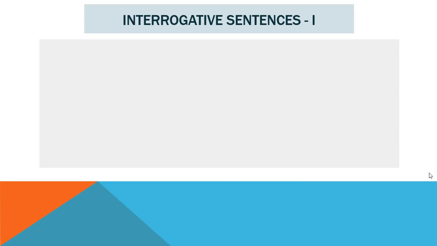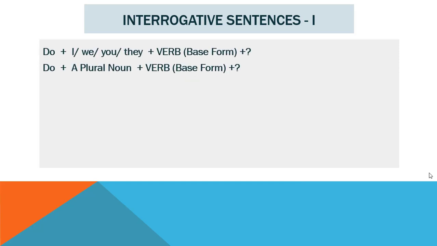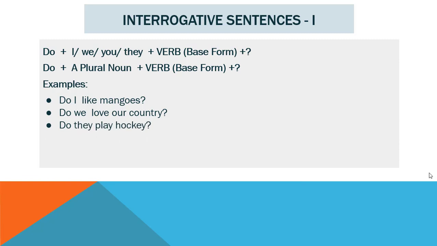Let's move to interrogative sentences. In interrogative sentences, first of all, we have to use do plus subject that is I, we, you, they plus verb with base form plus question mark. Do plus a plural noun plus verb using base form plus question mark. Examples are: do I like mangoes? Do we love our country? Do they play hockey? Do you speak gently? Do all students work hard?